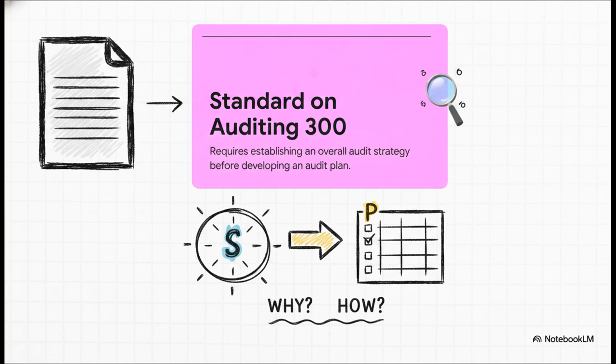Okay, let's fix this and look at the authoritative text. Standard on Auditing 300, on Planning and Audit of Financial Statements, strictly requires the auditor to establish an overall audit strategy, and then, and only after that, to develop an audit plan. The overall audit strategy and the audit plan are absolutely not the same document. They answer entirely different questions, and they're intentionally prepared in that specific chronological order. This isn't just some helpful best practice suggestion, it's a legally and practically mandated sequence.